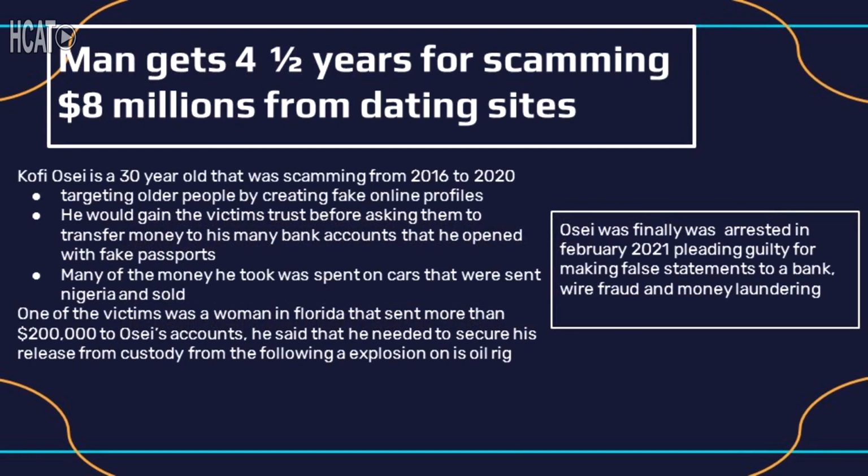So this is a case that happened here. His name is Keefe. He's a 30-year-old man, and he was scamming from 2016 to 2020. He created a fake profile, and then he gained the victims' trust before asking them to transfer money to his bank accounts that he opened with fake passports. And then he would spend money on cars and send them to Nigeria to sell them there.